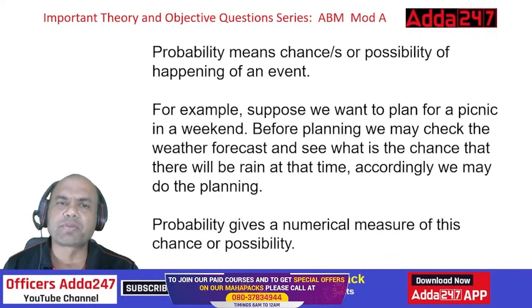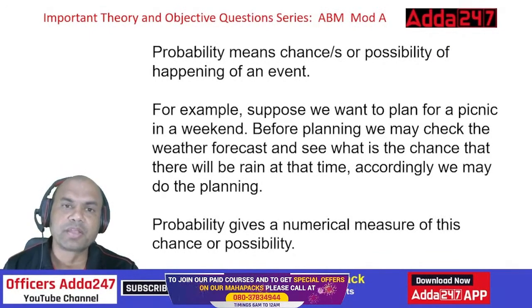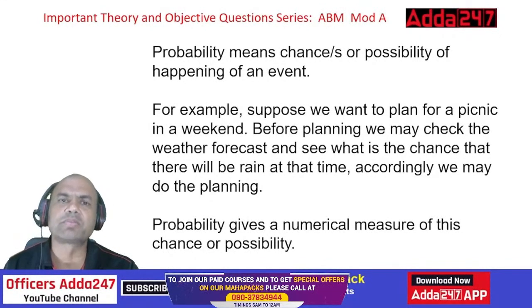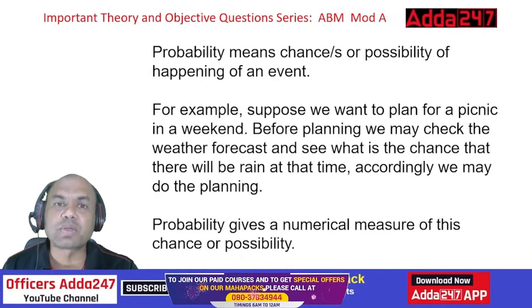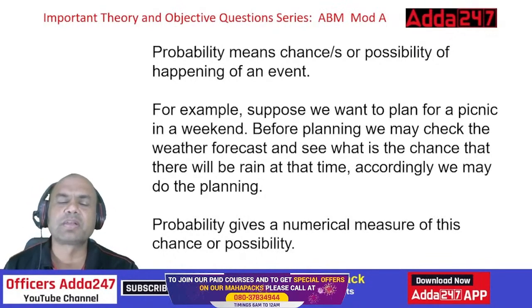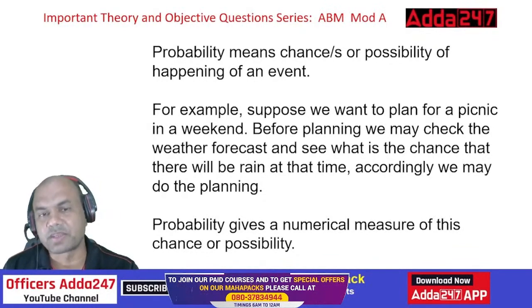Suppose somebody is jumping from the 10th floor of a building. Is there any probability involved in this? What will be the probability of death? Obviously 1, because it is sure to happen, isn't it? Similarly, somebody jumping from just the ground floor onto the road, same thing. What is the probability of death? 0. So probability means chance of happening.